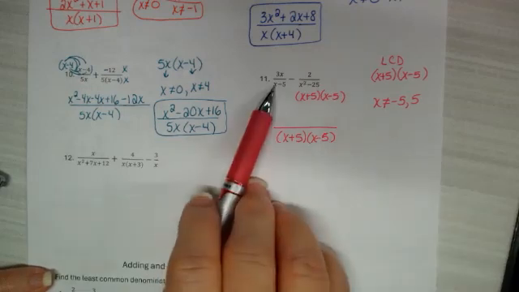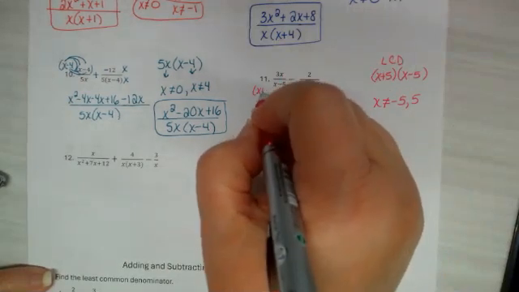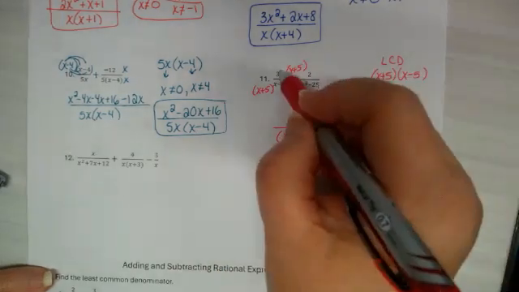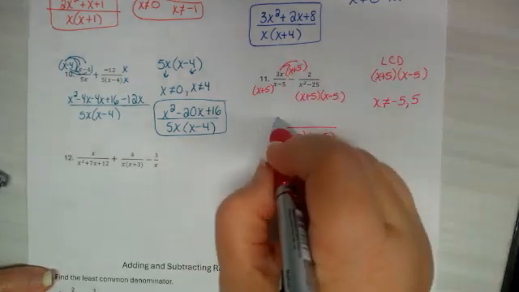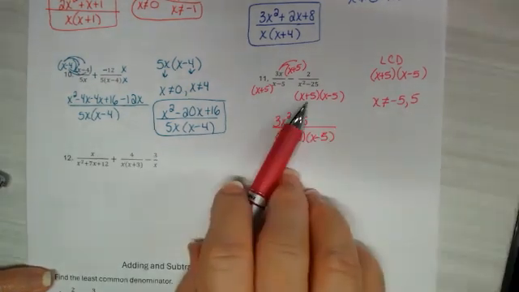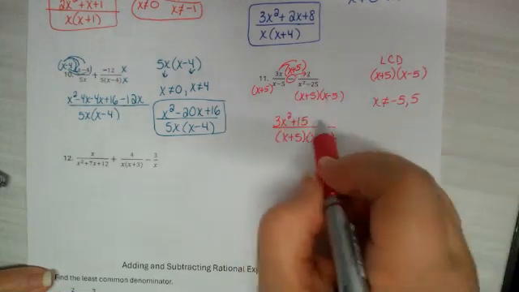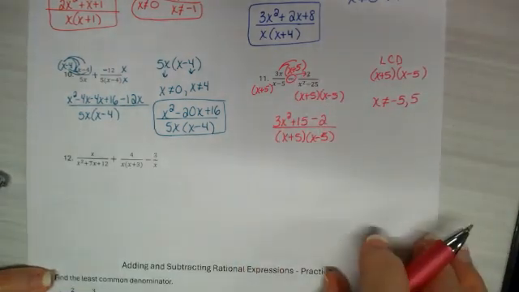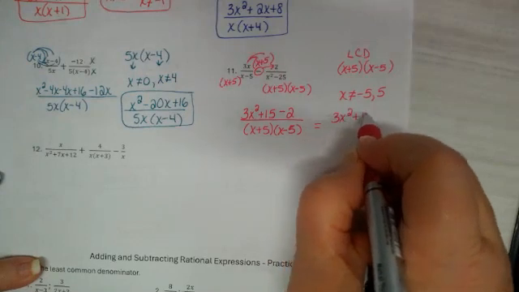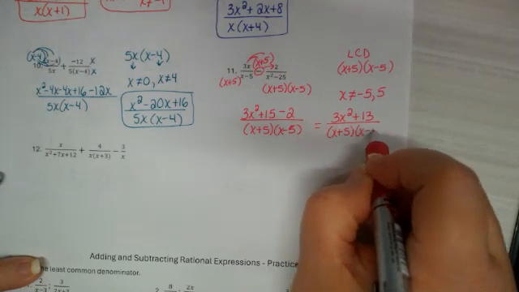And my first fraction is missing the x plus 5. So I need an x plus 5 on the numerator and denominator. So we'll go ahead and multiply that. 3x squared plus 15. Now my second fraction is not missing anything. So remember, this was a minus. So it's a minus 2. It's a subtraction problem. So finish simplifying our numerator. It's 3x squared plus 13 over our common denominator, x plus 5, x minus 5.